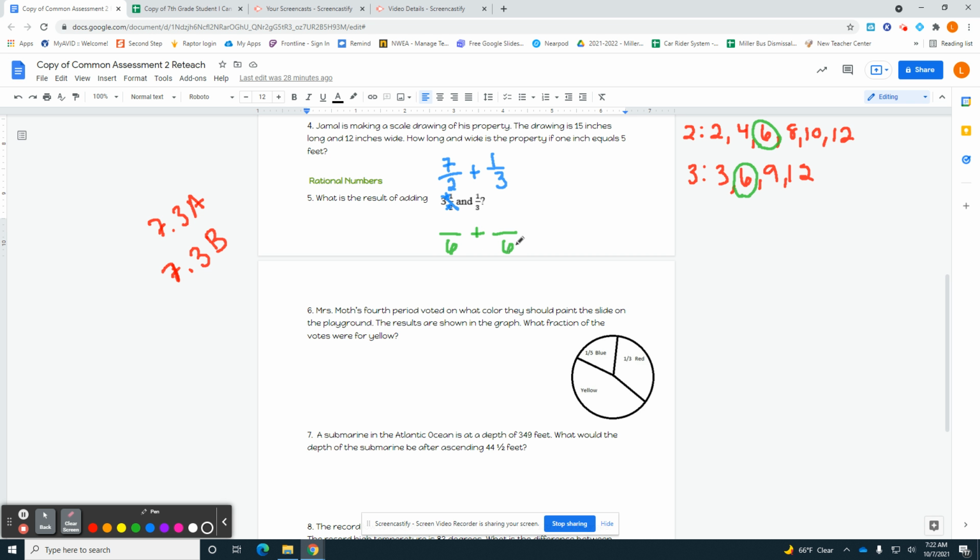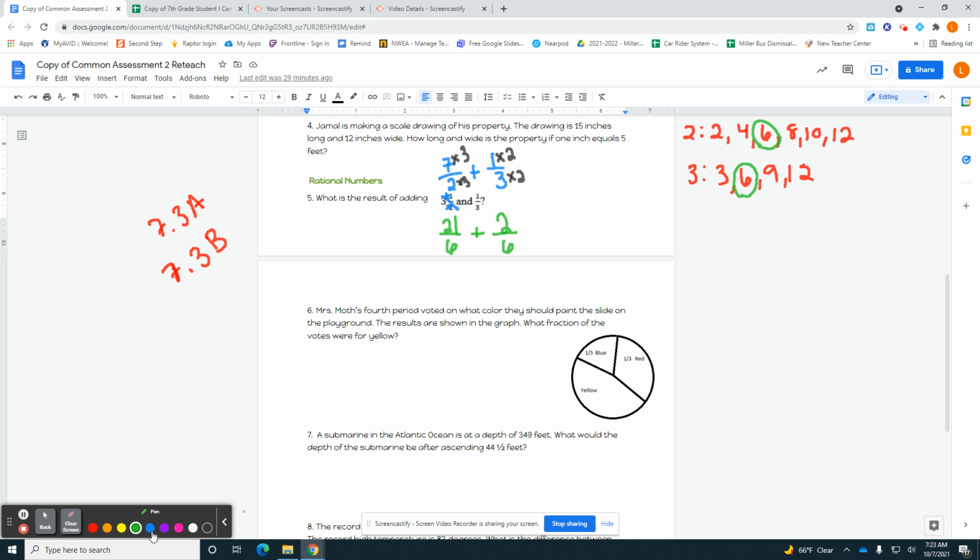But I want my common denominator to be 6 because we said that's the first common multiple they have. So 2 times what gives us 6? Well, we said 1, 2, 3. So 2 times 3. And what I do to the bottom, I have to do to the top. So 2 times 3 gave us 6. 7 times 3 gives you 21. And 3 times what gave us 6? Well, 1, 2. So 3 times 2. So that means I have to multiply my numerator by 2 also, because what I do to my denominator, I have to do to my numerator. So 1 times 2 is 2.